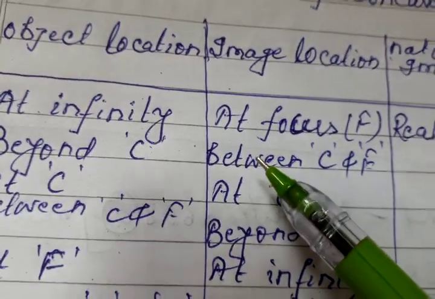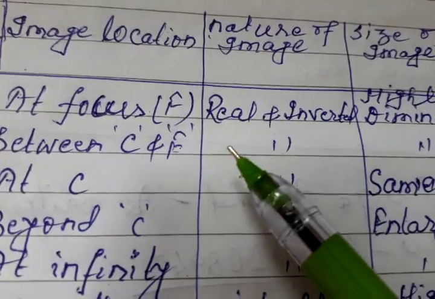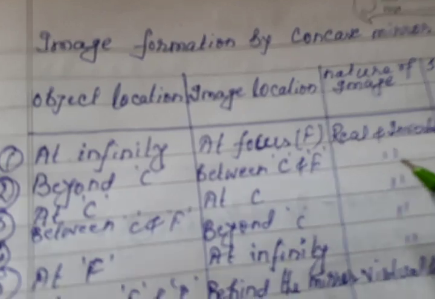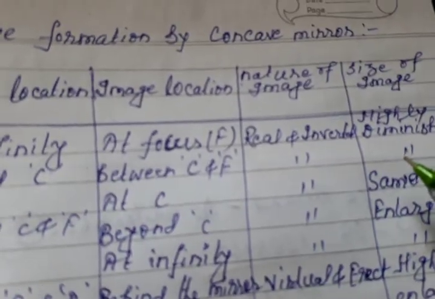And what is the nature? Nature will be real and inverted. I have given the symbol of the same thing. You have done this in mathematics previously, so you know about the symbol. You can see real and inverted, the nature of the image, and the size is again diminished. You can see the size is diminished.